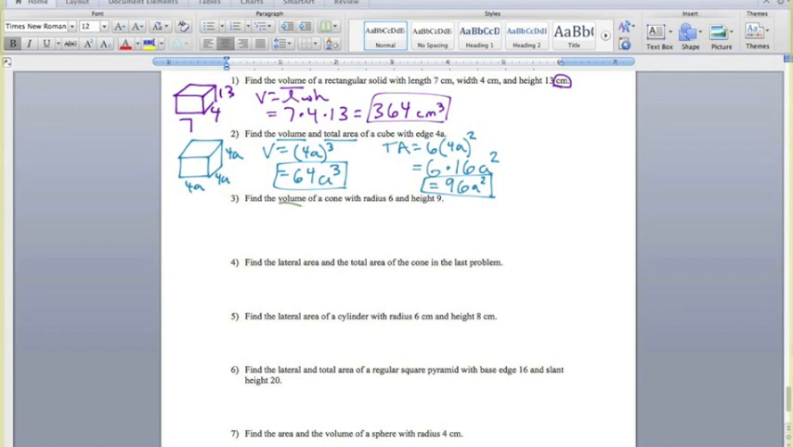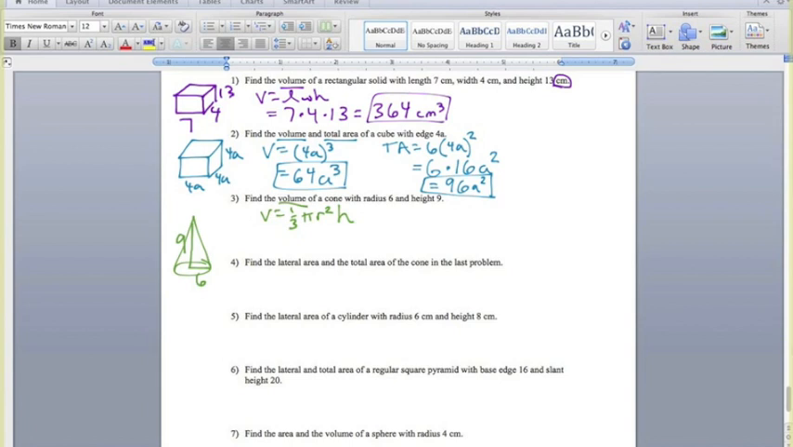The next one asks us to find the volume of a cone with a radius of 6 and a height of 9. Volume formulas need to be memorized. When it comes to a point, we're going to have a 1/3. Then as a general rule, volume is the area of the base. The base in this is a circle, so that is pi r squared times height to bring it into 3 dimensions.